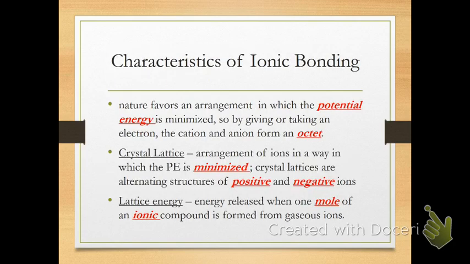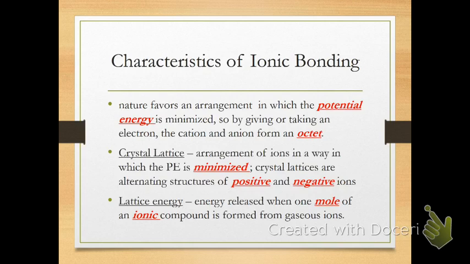Characteristics of ionic bonding. Nature favors an array. This is like the second or third time I'm saying this, so it must be important. Potential energy is minimized. By giving or taking an electron, that cation or anion forms an octet, which stabilizes it. The crystal lattice is the arrangement, kind of like the bond length when we were talking about covalent. The crystal lattice is that arrangement in which the potential energy is minimized.